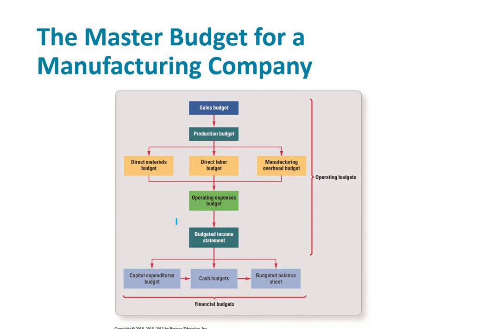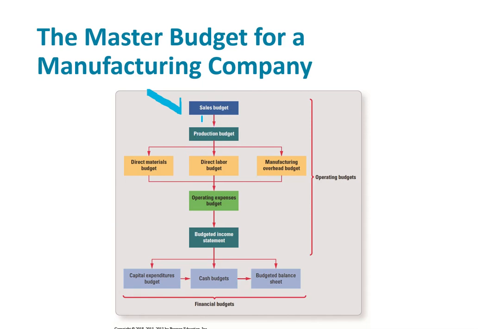Now, in the operating budgets and the financial budgets, but primarily the operating budgets, it does go in a specific order. And it always starts off with a sales budget. And the sales budget you spend a lot of time on it, because if you get the sales budget wrong, everything else that follows will also be wrong.